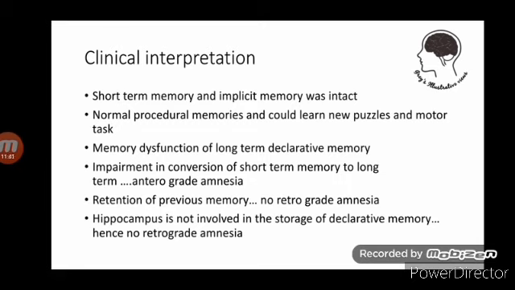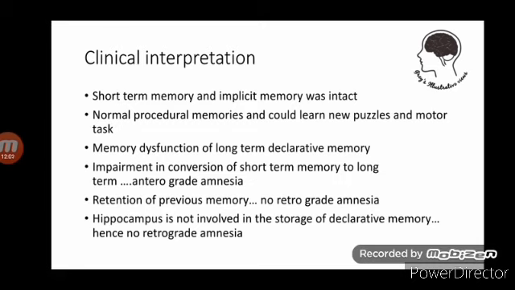This means that the hippocampus is not involved in that memory. Normal procedural memory, once again, is part of non-declarative or implicit memory, so that he could learn new puzzles and motor activity. He can learn new motor skills. Once again, not a function of the hippocampus.